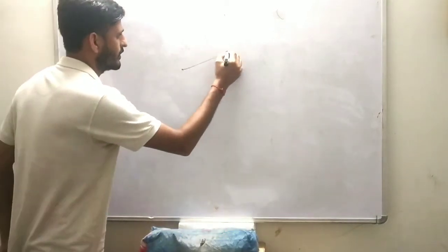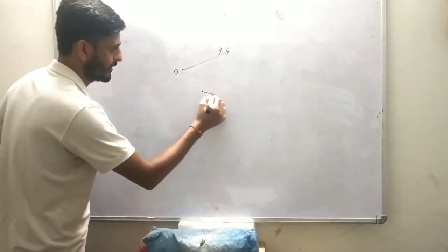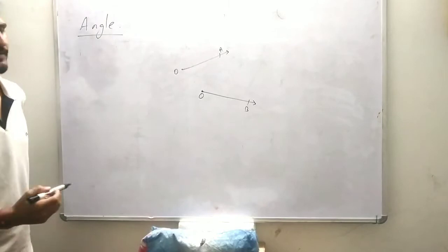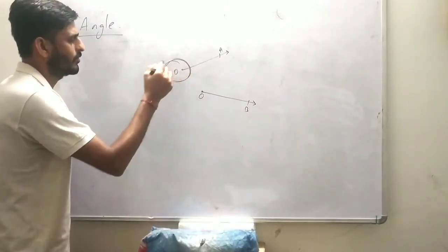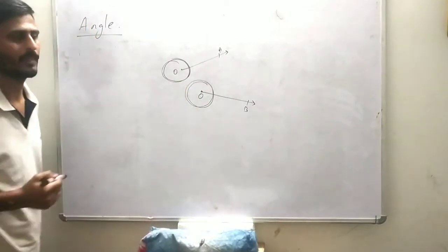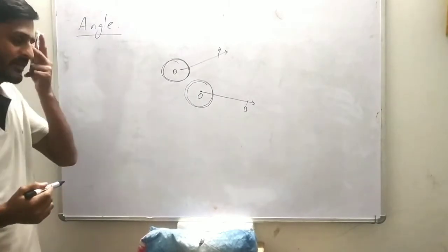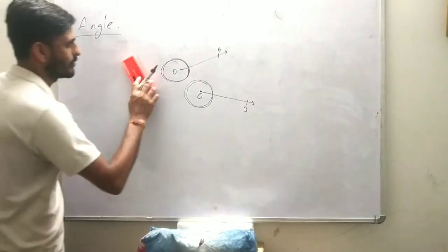This is a ray OA, and this is another ray, we can name it as OB. Now what is this? Here the ray OA has the initial point O, and in the ray OB the initial point is also O. Now when two rays have the same initial point, they will form an angle. Now look here.